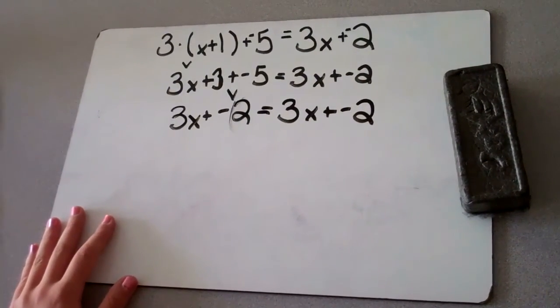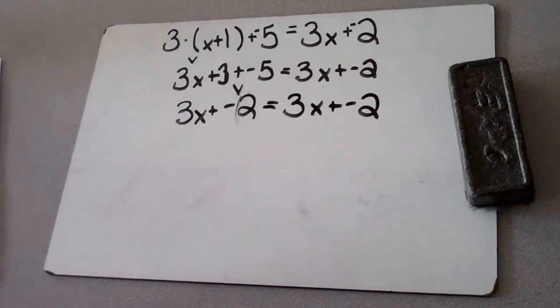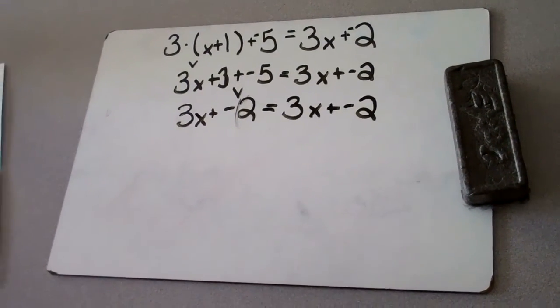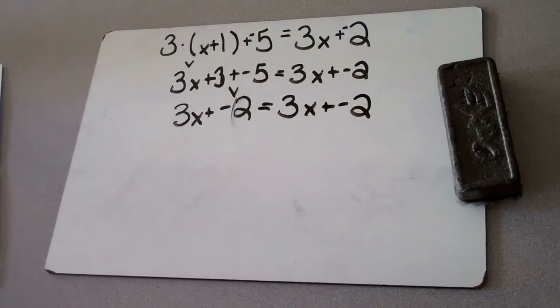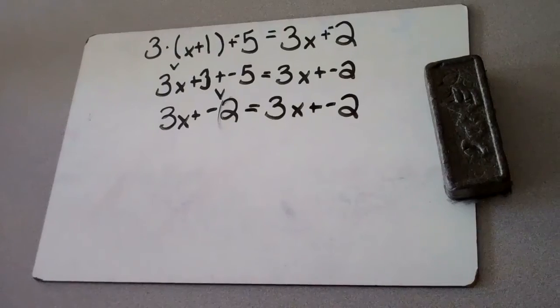And now, as you can see on both sides, we have 3x plus negative 2 is equal to 3x plus negative 2. So now we can start to isolate the variable, but as you see, both sides of the equation are the same.